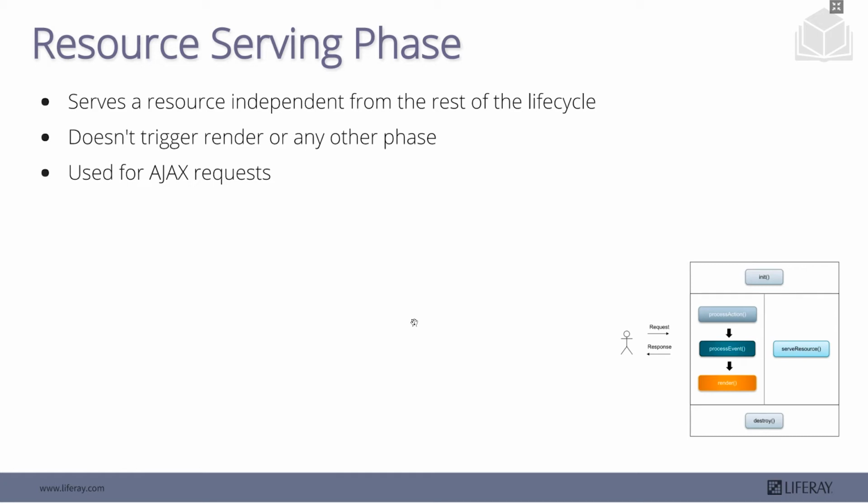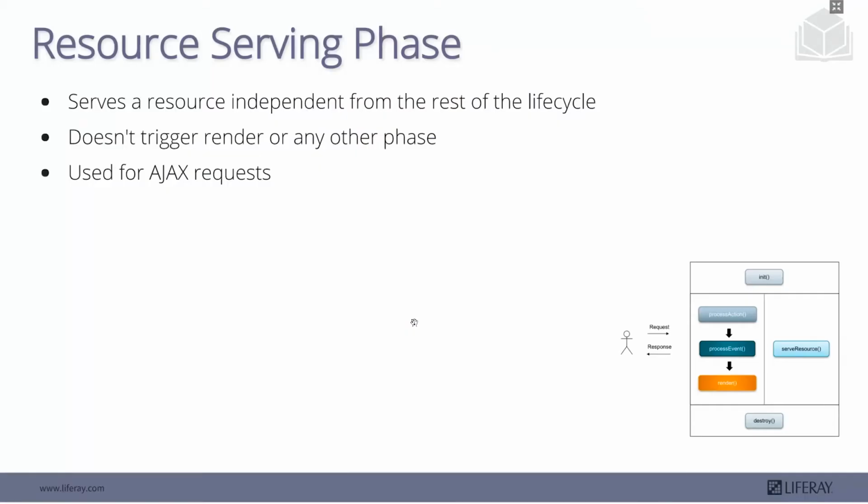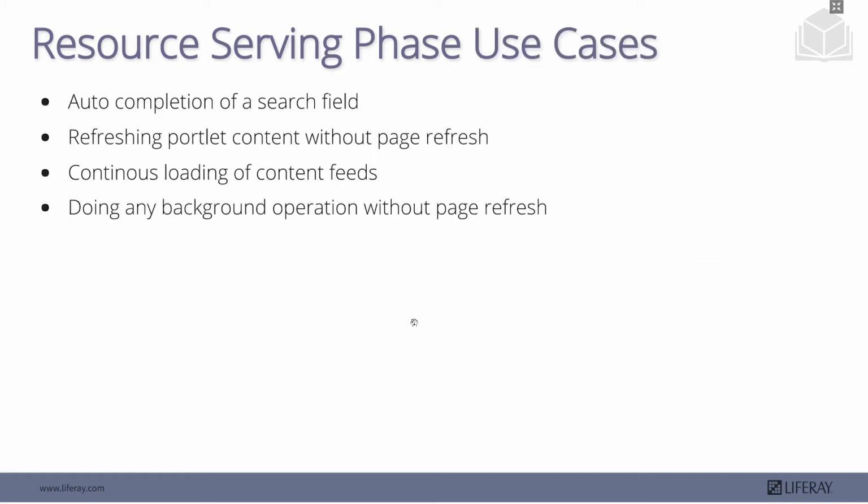What's cool about this is this lifecycle phase stands independent from everything that we just talked about for the most part. So by calling the resource serving phase, no other lifecycle method is going to be invoked. There's no re-render, there's no action. There's nothing but the resource serving phase. This phase does just as we described. We're able to serve resources. Now, typically speaking, we're going to be using this for AJAX calls. All right, so a couple of different use cases for the resource serving phase.